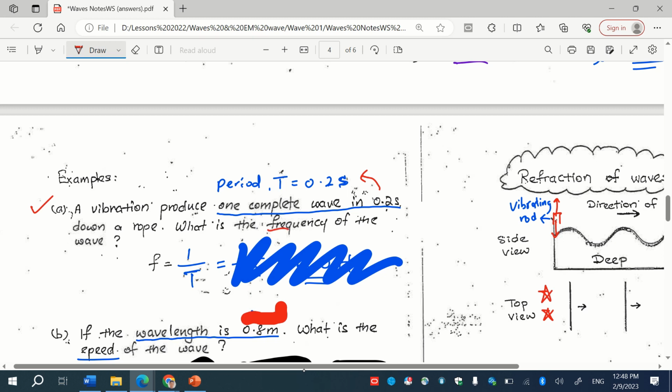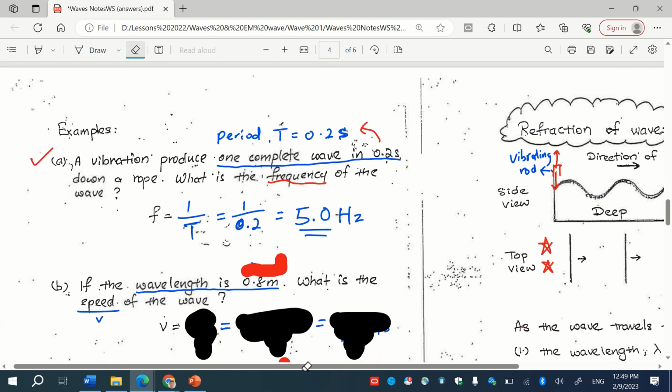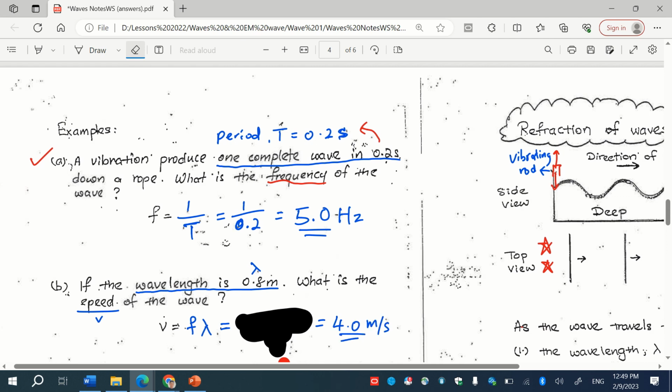What is the frequency? Sometimes the frequency question asks like that. So F equal 1 over T, you would have found the answer. Then you carry on. If the wavelength is 0.8, wavelength means lambda, what is the wave speed? So you can apply this formula and find your answer too. It's as straightforward as that.